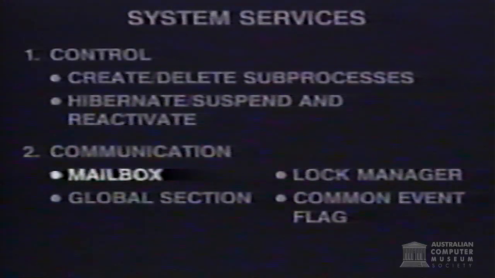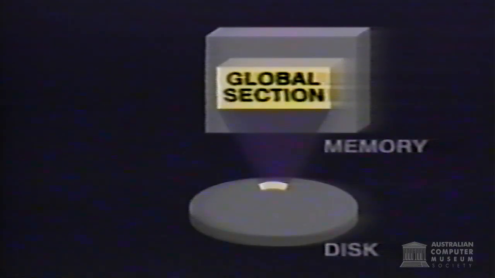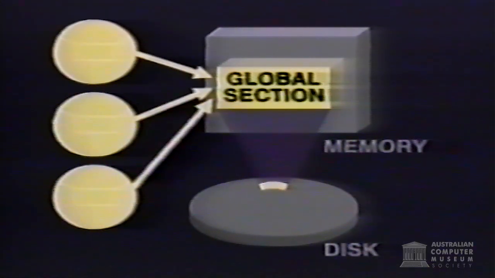The use of a mailbox is sometimes restricted by limits on the size of messages and the fact that a message placed in a mailbox can only be read once. A global section is often used to overcome these restrictions, particularly when processes need to share large amounts of data. A global section is a disk file or a portion of a disk file that can be brought into memory. The location of this information in memory allows several processes to quickly access it.